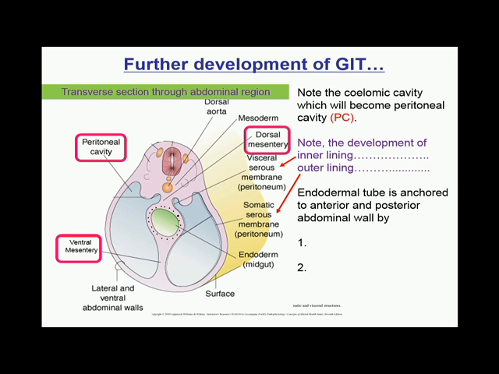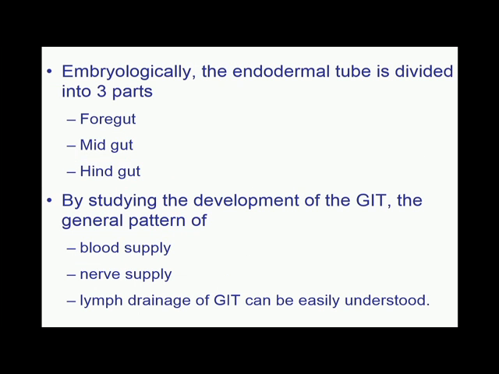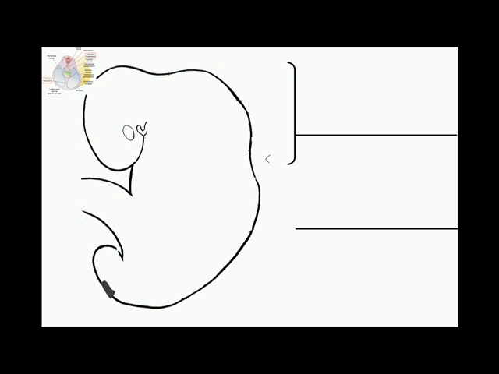Right, so we have done that. The tube is anchored to the abdominal wall by the dorsal and ventral mesentery. The next thing is, now we have a tube formed inside the future abdominal cavity, and it is divided into three parts: the foregut, midgut and hindgut. So I'll use this slide to explain that.